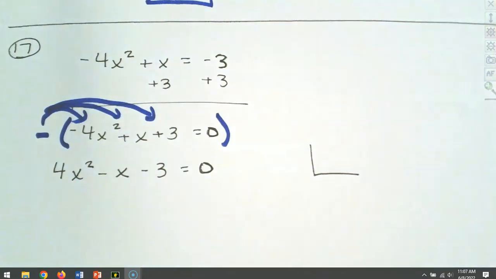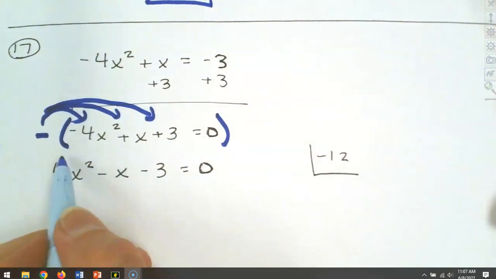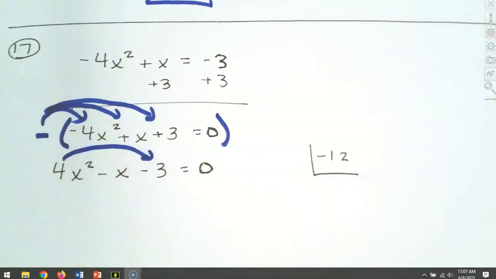What's going to go in the box? Okay, negative 12. Very good work. And where did that negative 12 come from? That came from 4 times the negative 3, right? What do we know about the signs? Are they different or are they the same?